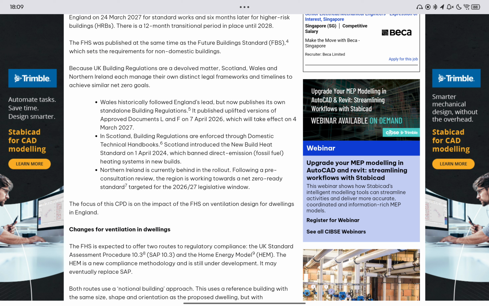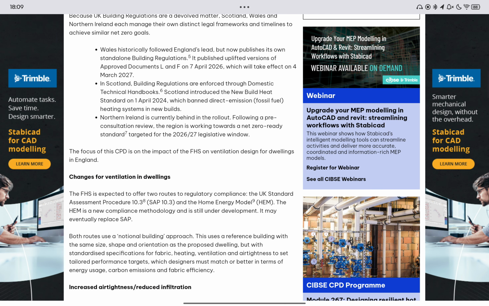In Scotland, building regulations are enforced through domestic technical handbooks. Scotland also introduced the new building heat standard on the 1st of April 2024, which banned direct emission or fossil fuel heating systems in new builds. Northern Ireland is currently behind the rollout. Following a pre-consultation review, the region is working towards a net zero ready standard targeted for the 2026-27 legislative window.